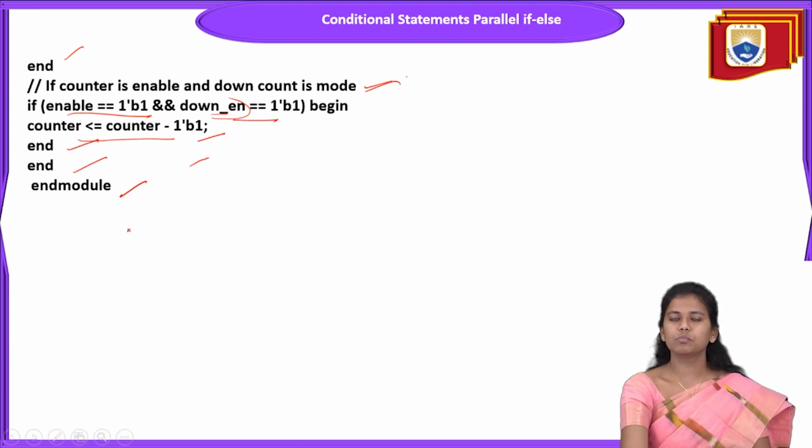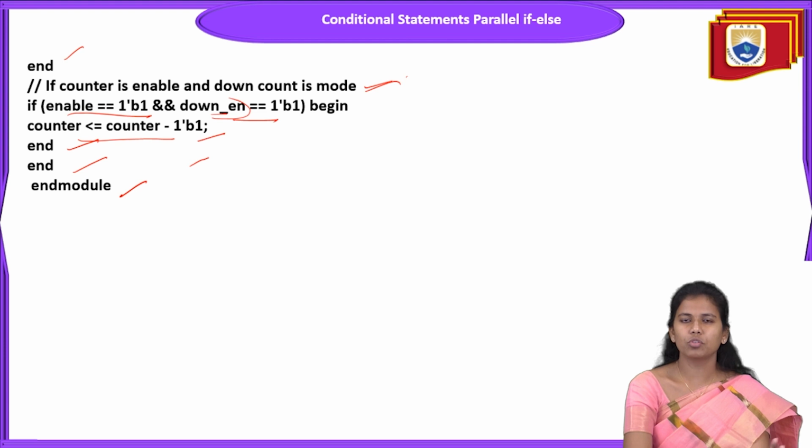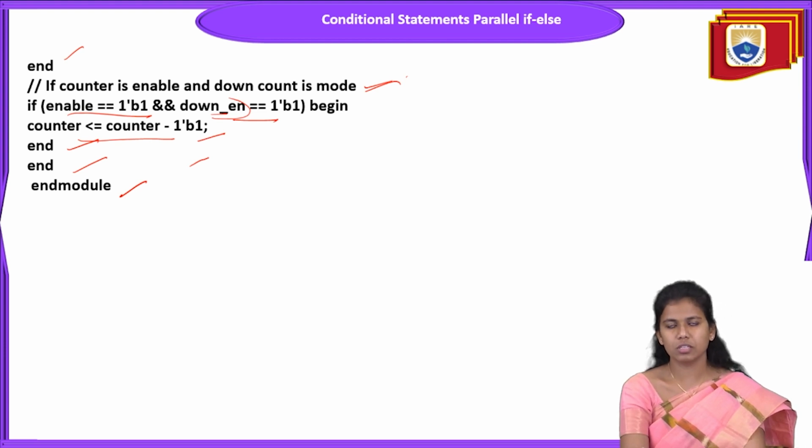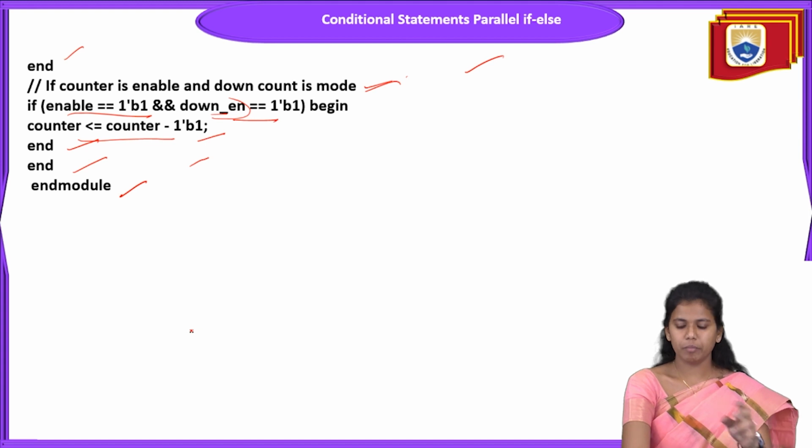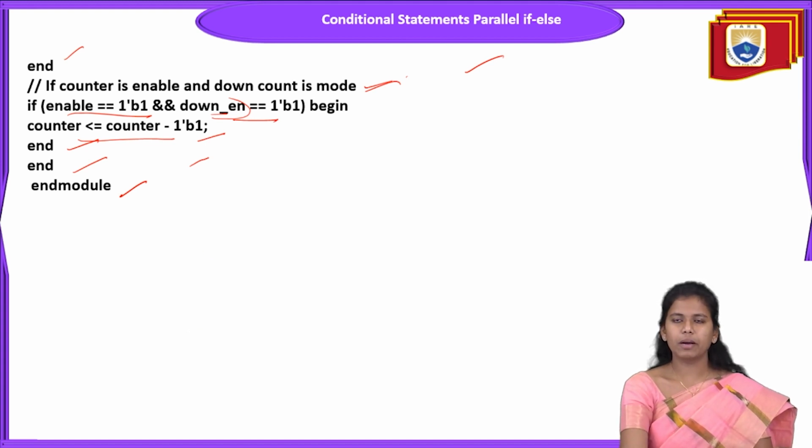Okay, so this is what it is all about. If you want to know the priority of the bits when it comes to the counters, the priority of the up counter or the down counter, the best way to implement it is going for the conditional statements; parallel if else is the best one. So this is all about today's topic.